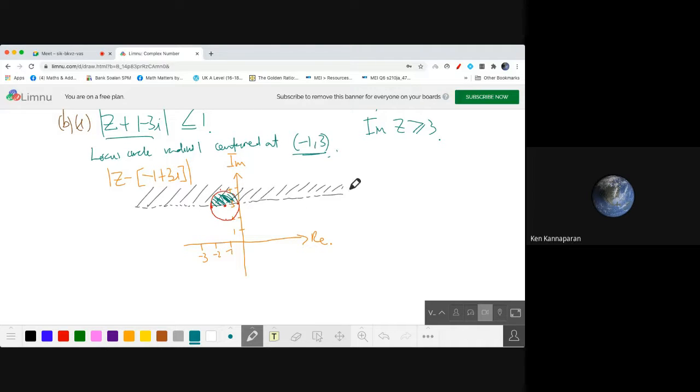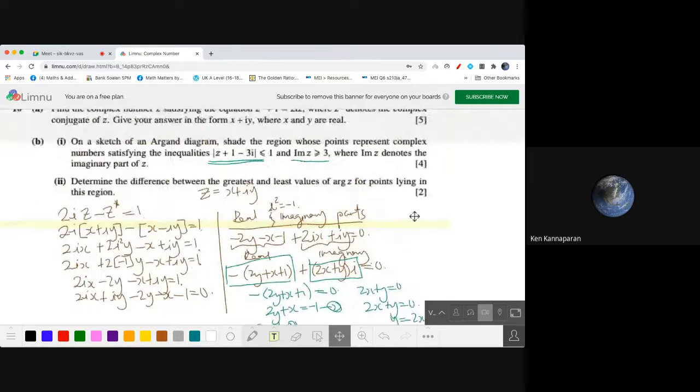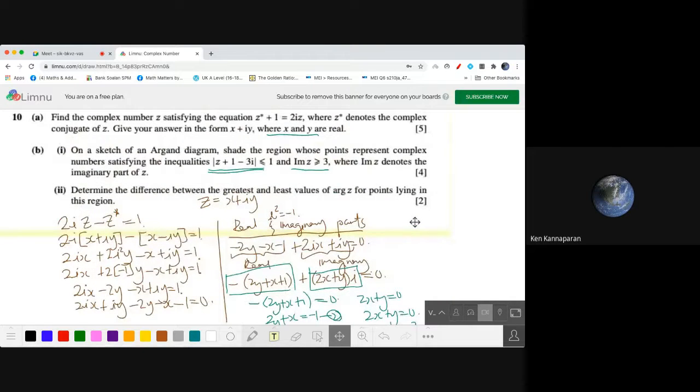So this is Im z equals 3, and this is the locus centered at minus 1, 3, and radius equals 1. Now the next question is to determine the difference between the greatest and the least value of the argument of z for points lying in this region.